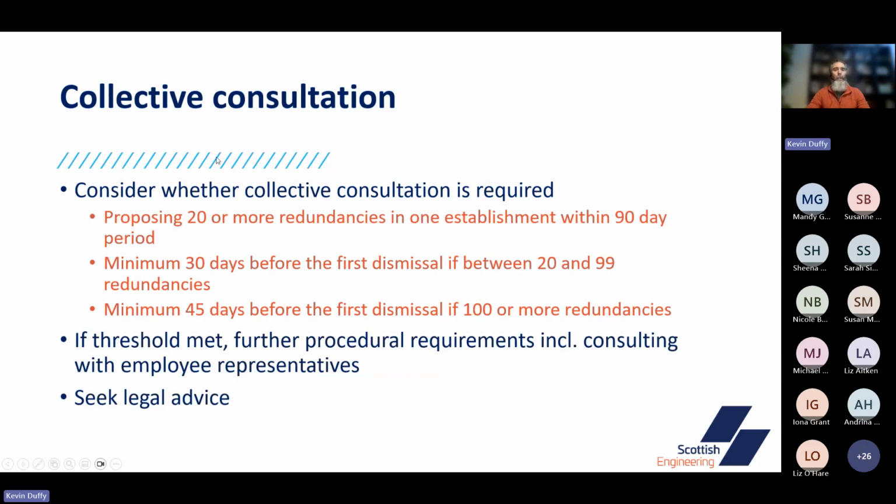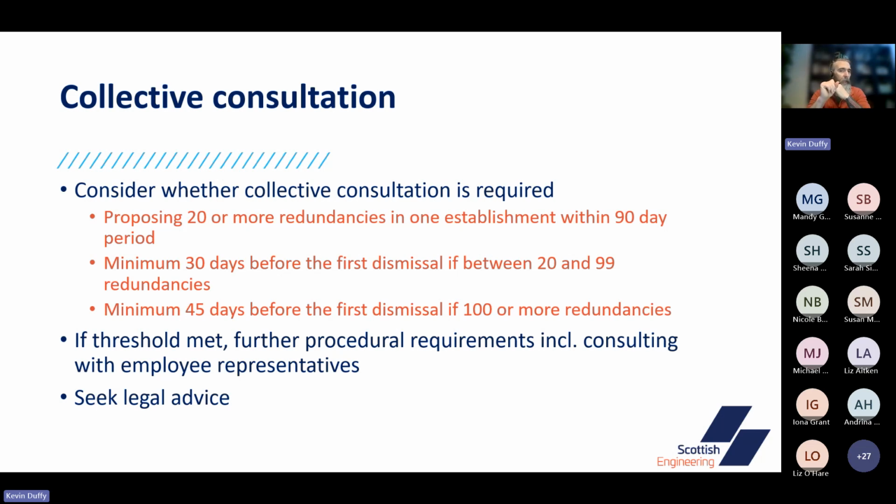Now, collective consultation, as the name suggests, is when there are larger redundancies. So 20 or more redundancies at one establishment within 90 days, then you're going to be looking at 30 days. If it's 100 or more redundancies, which is a really large redundancy as well, it's 45 days.